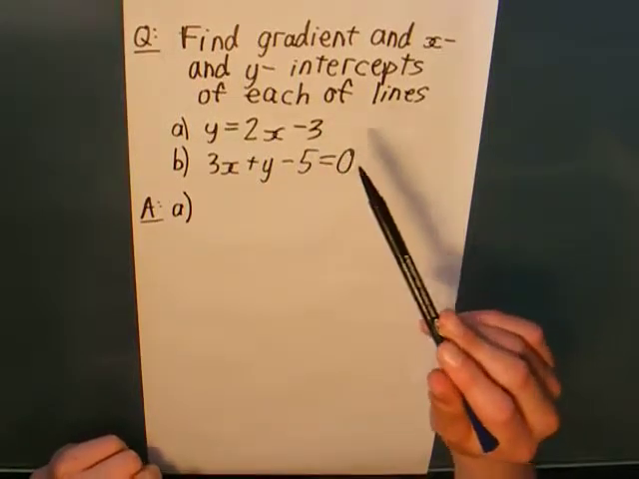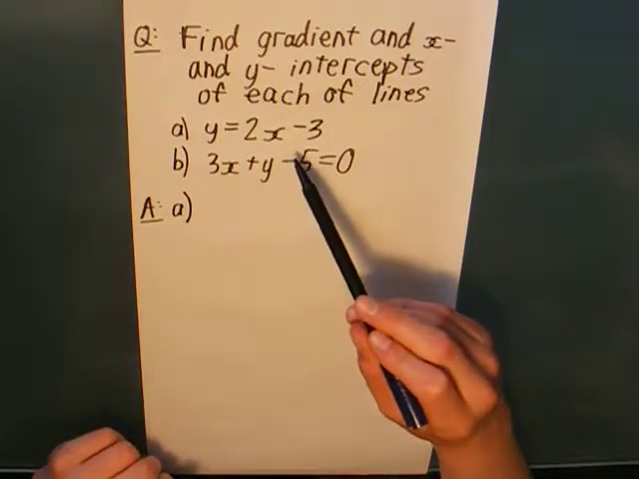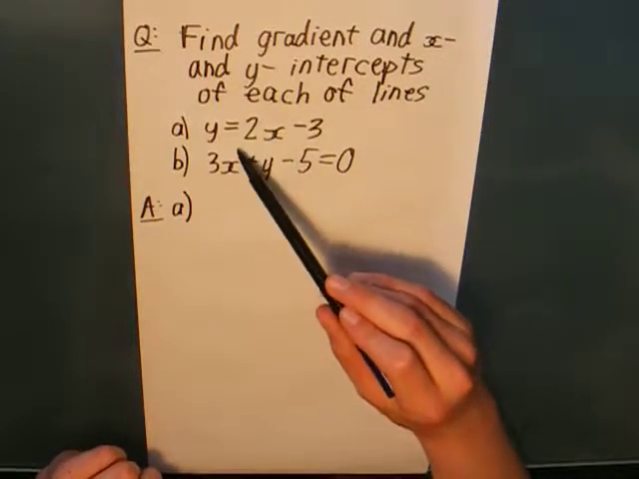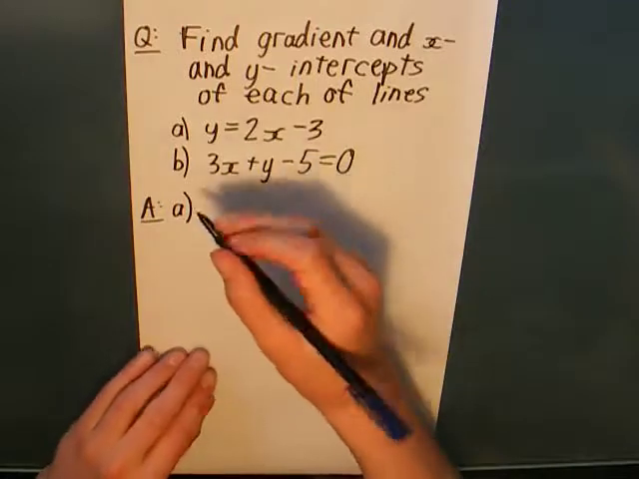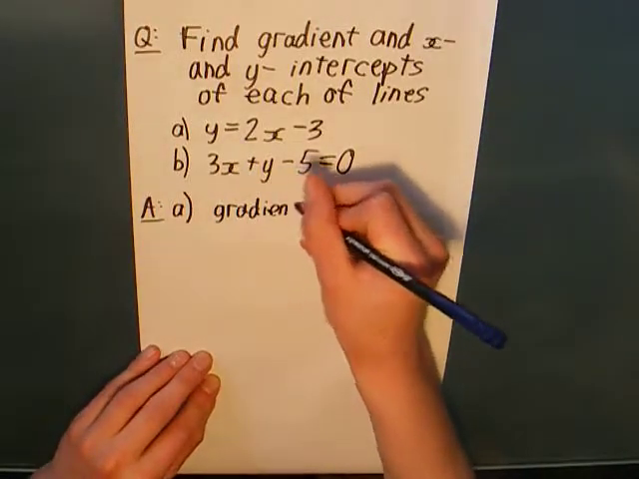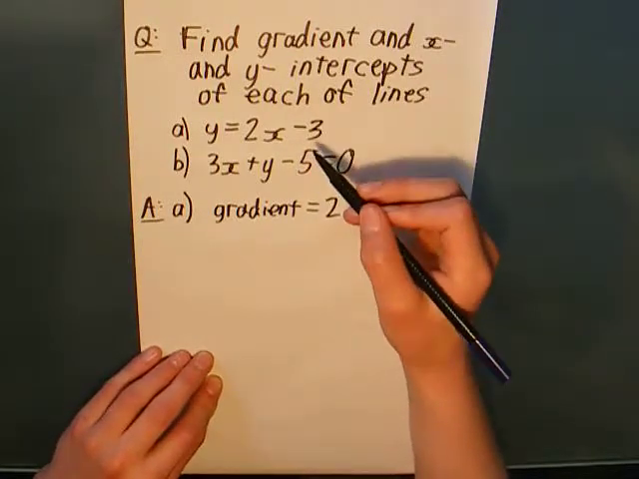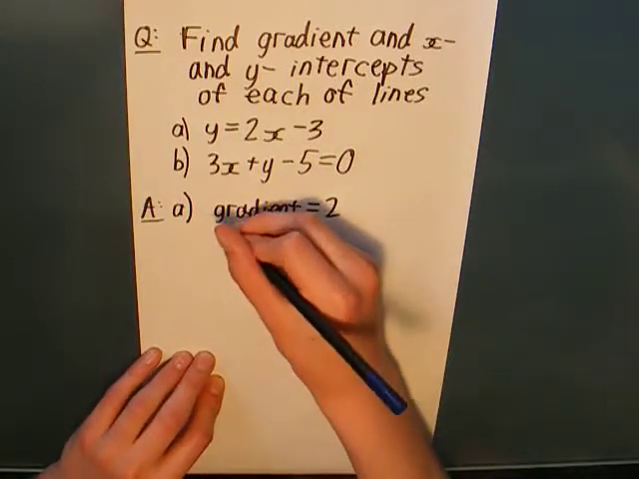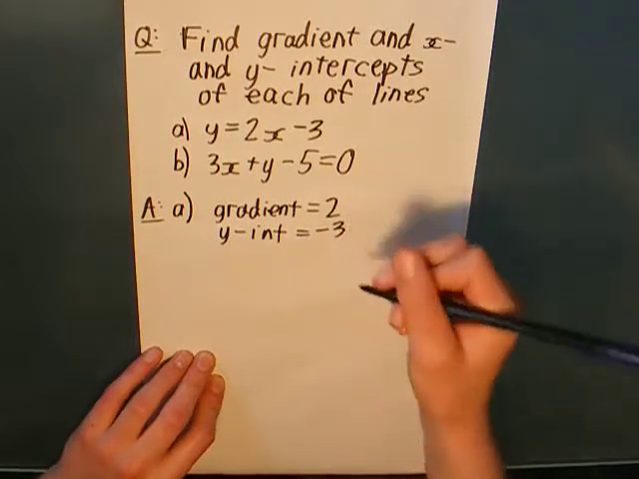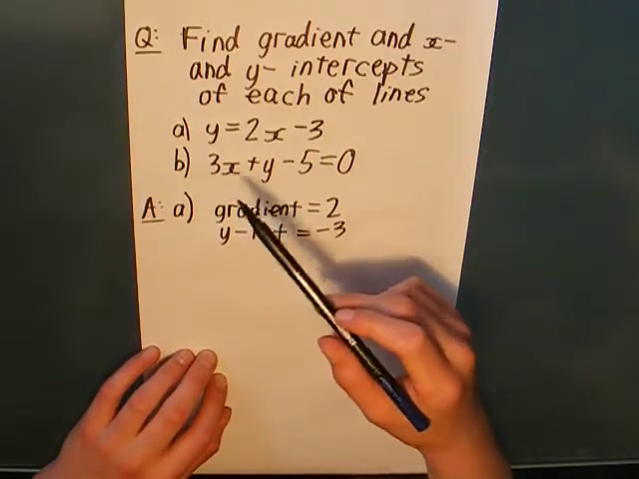So now you'd start by reading off the gradient and the y-intercept from this. So here the gradient is the coefficient of x, that's just 2. So gradient equals 2. And the y-intercept is the constant term, in this case -3. So y-int equals -3.